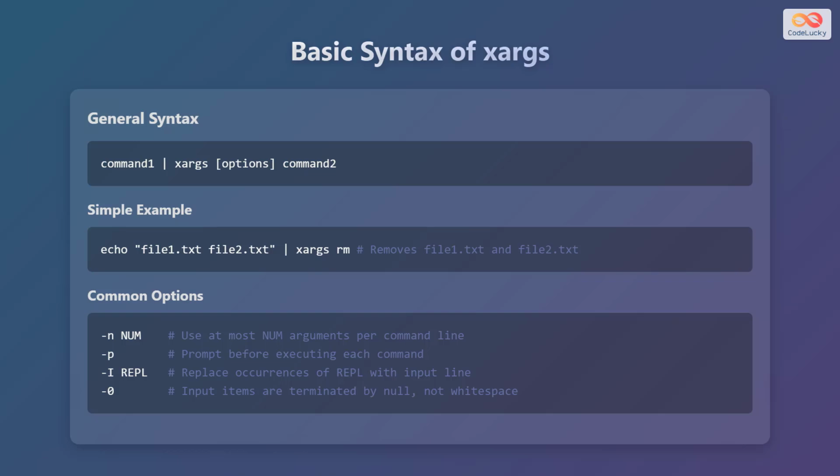Now let's look at some commonly used options with xargs. The -n option, followed by a number, limits the number of arguments passed per command line. The -p option prompts you for confirmation before executing each command. The -i option, followed by a replace string, replaces occurrences of the replace string with the input line. And the -0 option specifies that input items are terminated by null characters, instead of white space. This is especially useful when dealing with file names that contain spaces or special characters.